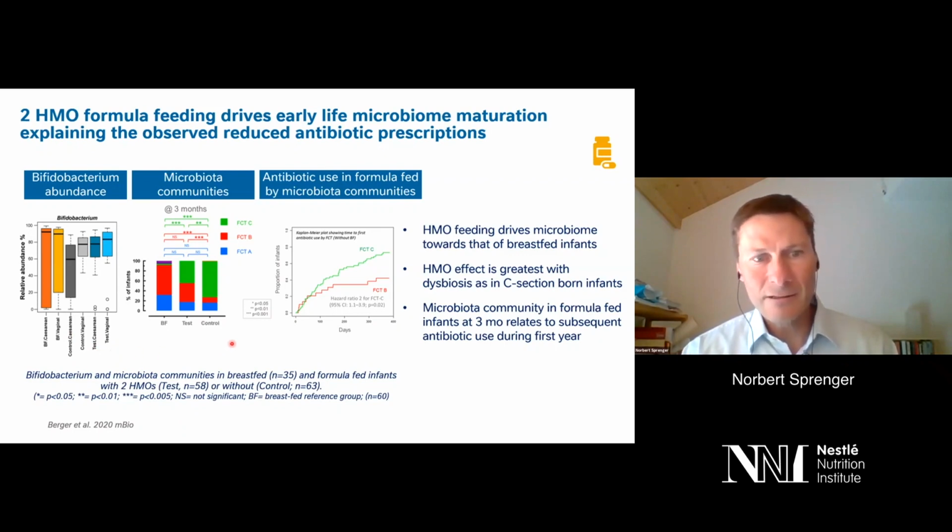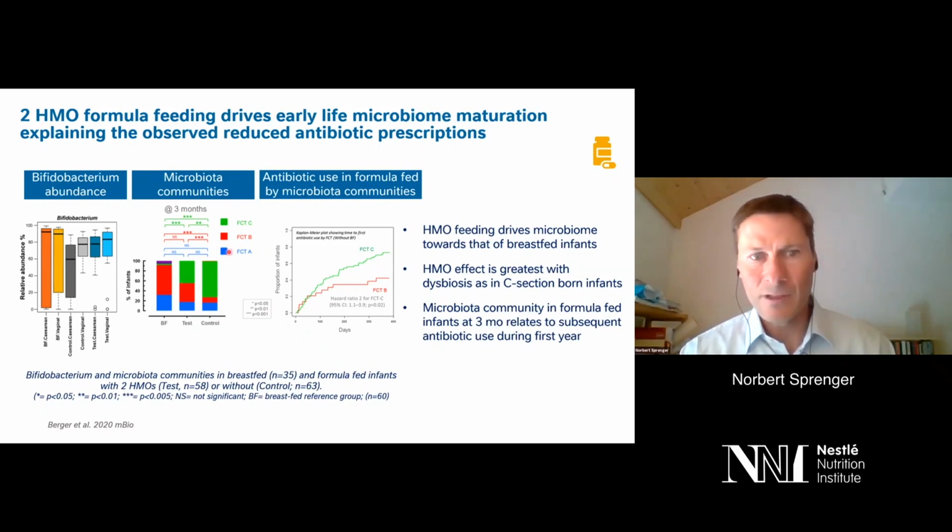When we investigated this cohort in terms of microbial community types, what we observed is that in the control formula-fed group, we have mainly a green group, which is dominated by bifidobacteria, but not as high as the most dominant microbial community type in the breastfed group, which was much more dominated by bifidobacteria. And you see in the test group with the 2 HMOs, part of the infants now become red, while some seem to be non-responders and remain green.